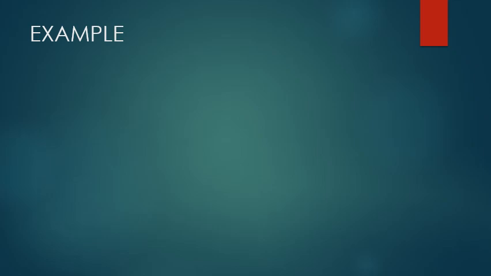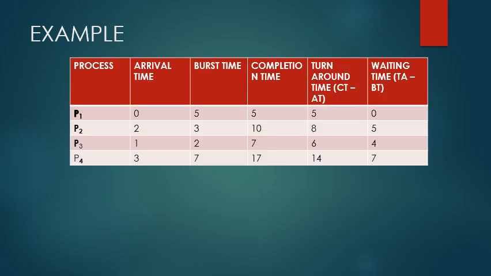Okay, so now we will be checking out what's happening here. Here is the example which is given. Here are the processes P1, P2, P3 and P4. Here is the arrival time. Arrival time is the time at which the process gets into the queue. Burst time is the time which is required to complete executing a process.